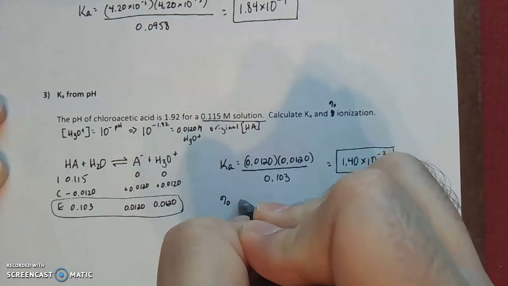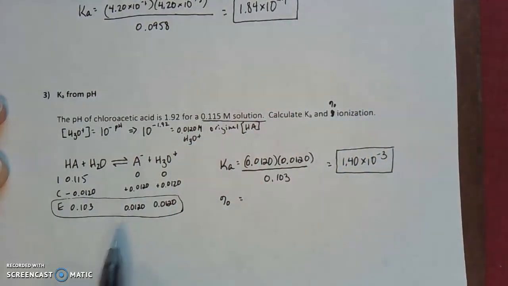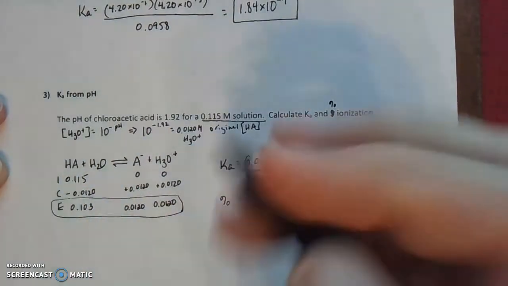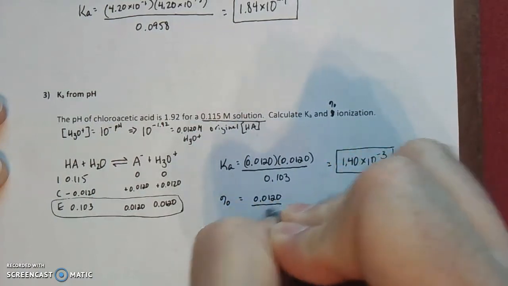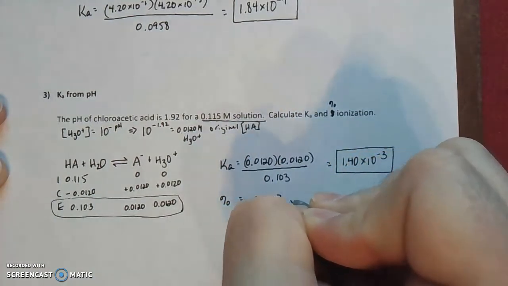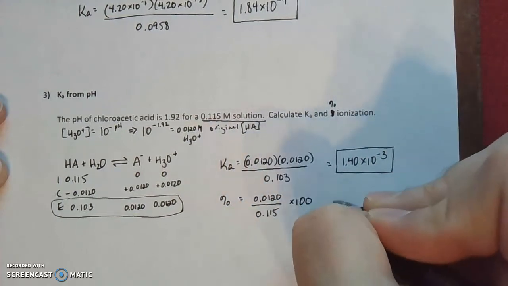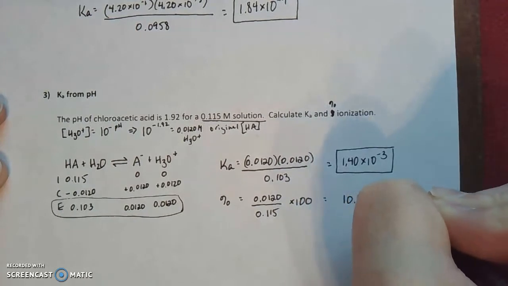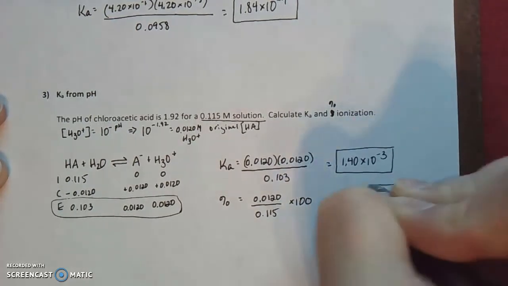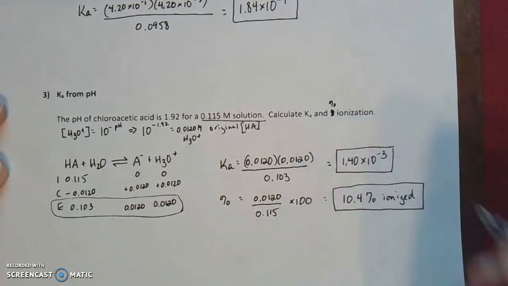And percent ionization. Well, if you recall, it's how much H3O+ forms from our original HA amount times 100. So 0.0120 over 0.115 times 100. And that gives us 10.4% ionized. There is our answer.